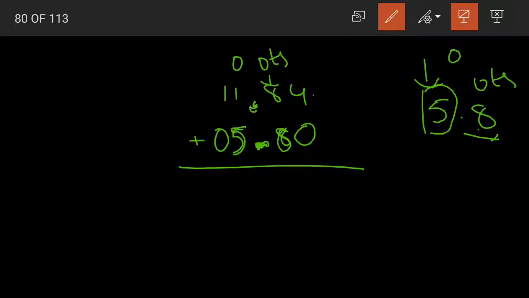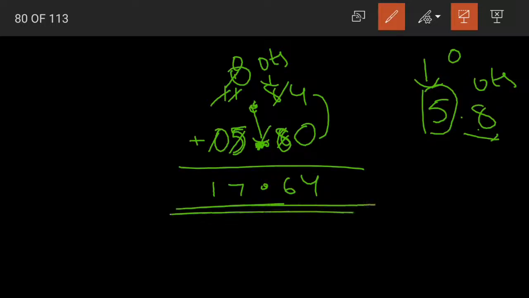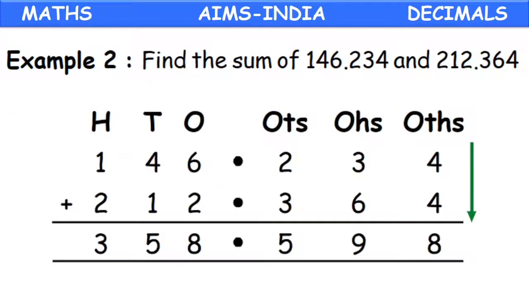After placing the zeros, I am adding 4 plus 0, 4. 8 plus 8, 16. 6 here, 1 carried. Now I am having the decimal points here. So placing the decimal point in the sum. 1 plus 1, 2. 2 plus 5, 7. Lastly, in the tens place, 1 plus 0 is equal to 1. So, 17.64 is our sum of the given two decimal numbers. Understood, children?